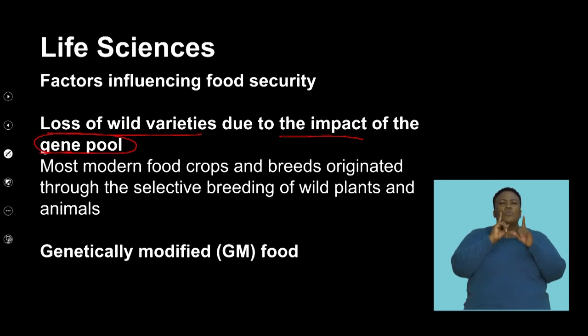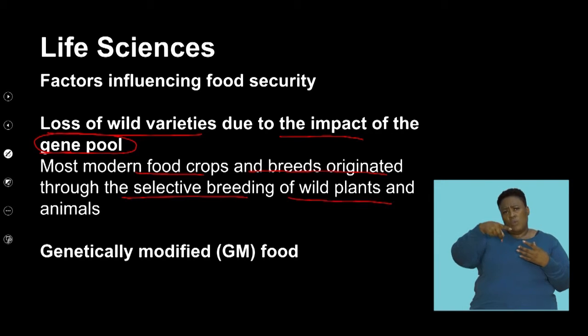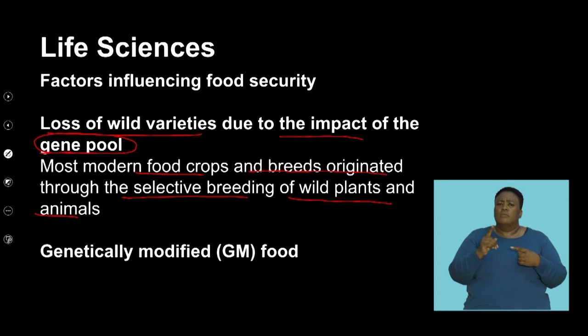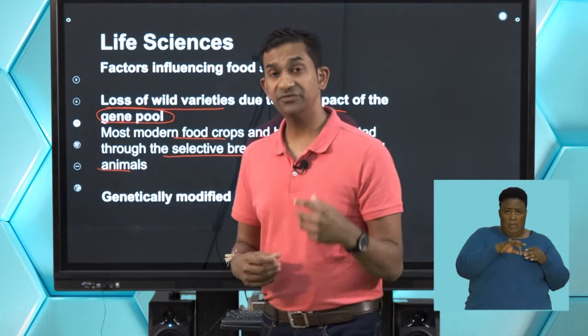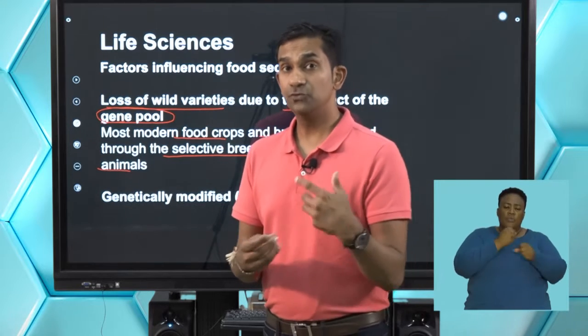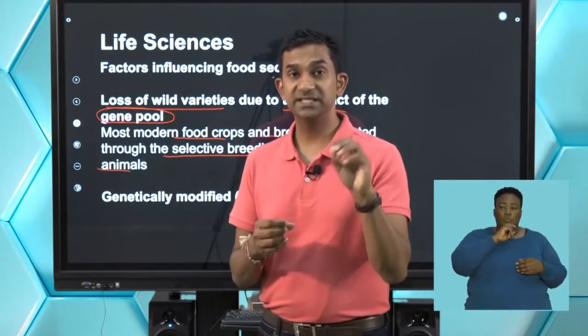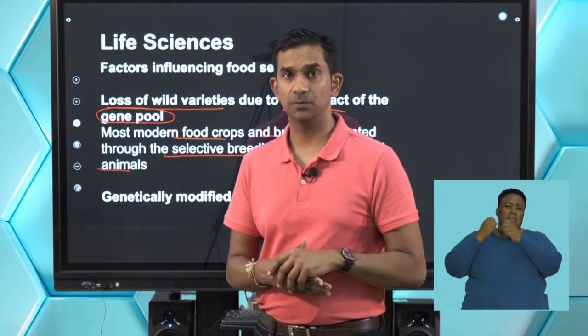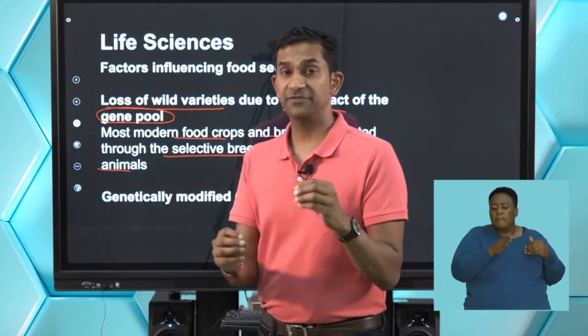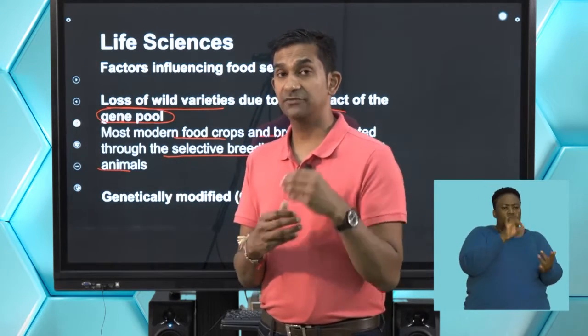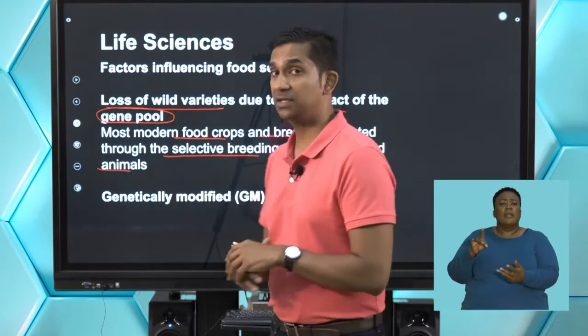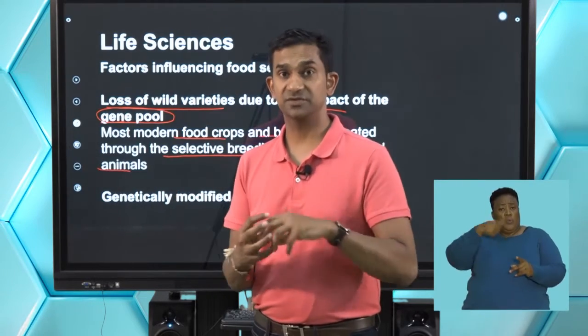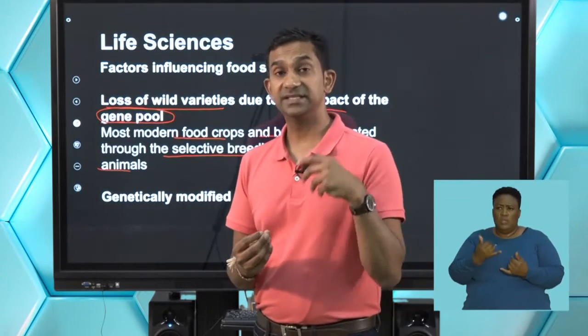Now we'll talk about what gene pool means. So most modern food crops are breeds that originated through selective breeding of wild plants and animals. So we refer to that as selective breeding. Over years, our commercial food crops that we currently consume have been selected from wild varieties that existed thousands of years ago. And over a period of time, farmers have selected these plants and have crossed them to produce what we currently consume that are viable in terms of the production, the yield, the aesthetic appeal.